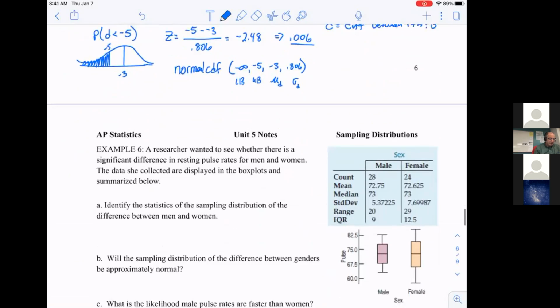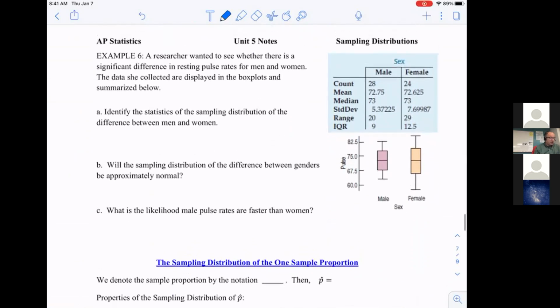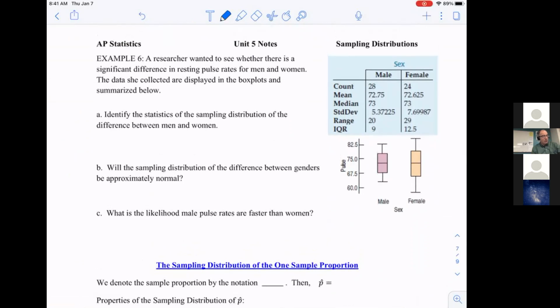Okay, let's scroll down here and see what we got. Oh, well, there's proportions right there. So that means we only have this one more to go. So here we go.